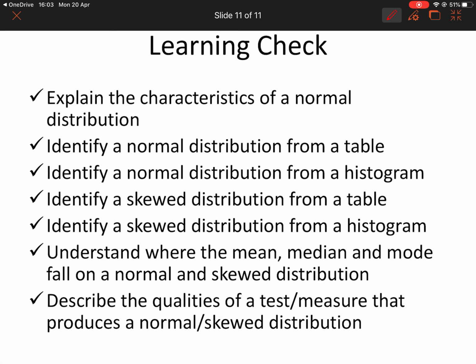Finally, you should be able to describe the qualities of a test or a measure that produces a normal or a skewed distribution. So by that I mean, would you be able to provide recommendations to the psychologist or the teacher about what changes they may need to make to their test to create a more normal distribution? I.e., should the test be made more difficult, or should the test be made a little bit easier to produce a more normally distributed result?